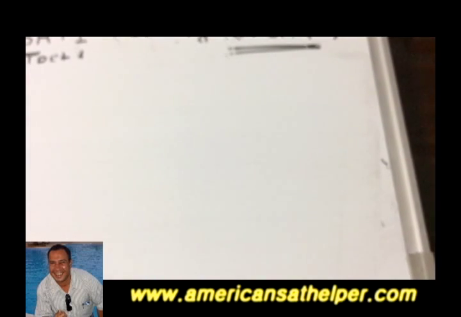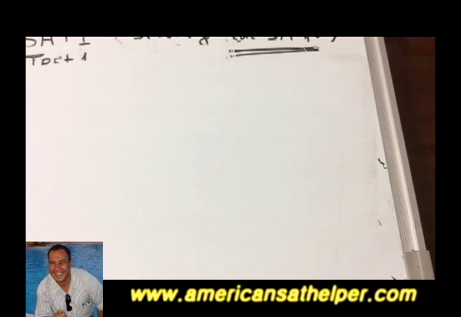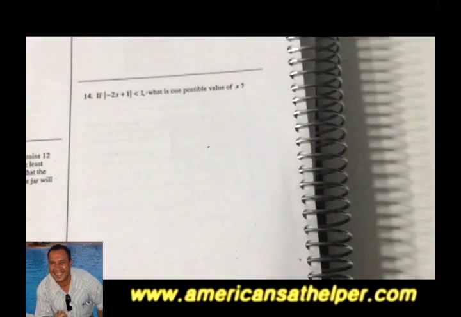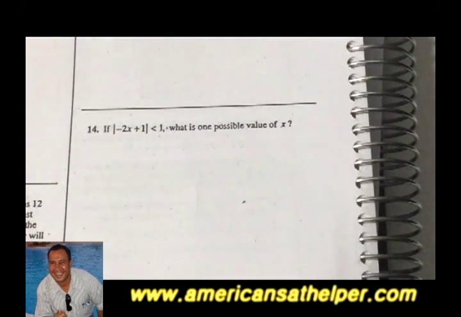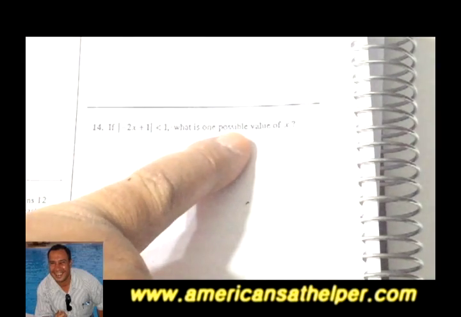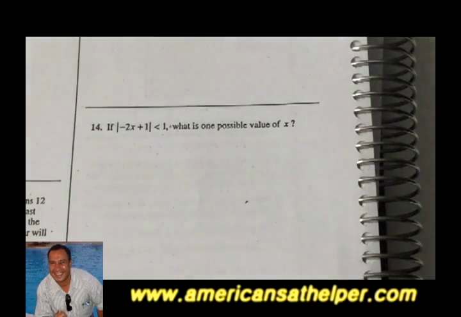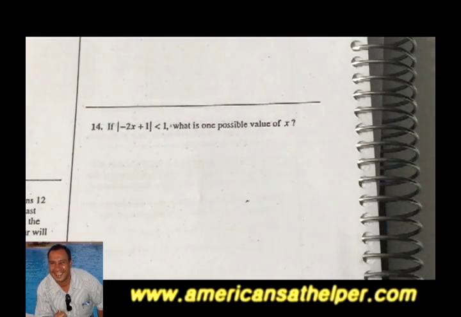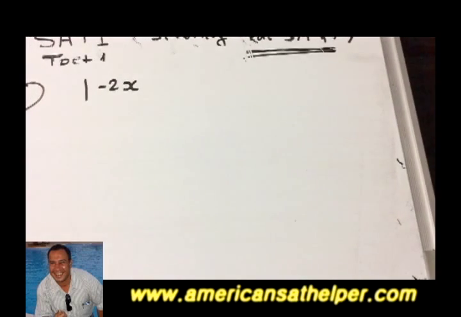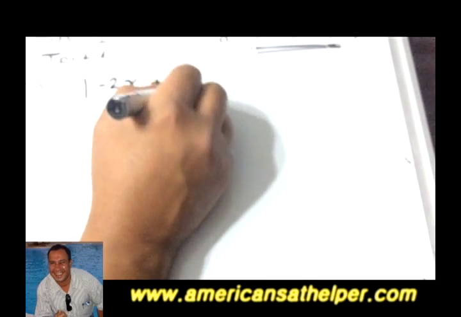Let's look at number 14. If the absolute value of minus 2x plus 1 is less than 1, what is one possible value of x? When he says find one possible value of x, it means you can get more than one value. He said the absolute value of minus 2x plus 1 is less than 1.